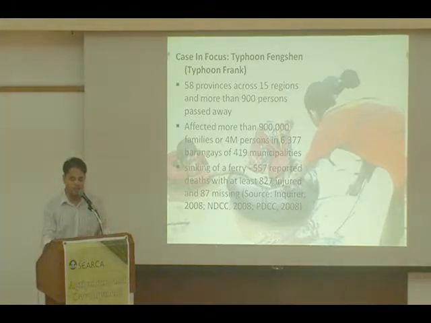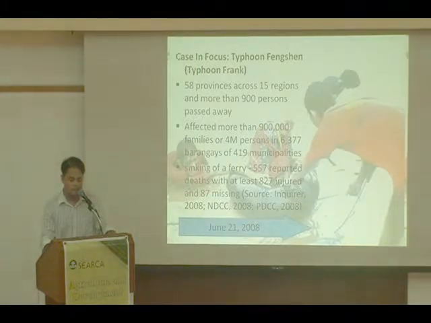So the case in focus is Typhoon Fengshen, as I mentioned earlier. Here in the Philippines, we call it Typhoon Frank, which took place on June 21, 2008. These are some of the background. There were 58 provinces across 15 regions affected, and more than 900 persons passed away because there was actually one ship that sank. But later on, the focus is on the province of Iloilo. This affected more than 900,000 families or 4 million persons in 6,377 barangays of 419 municipalities. And of course, the sinking of a ferry, wherein it was reported that there were 557 deaths, with at least 827 injured and 87 missing.